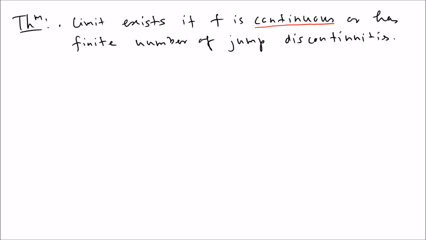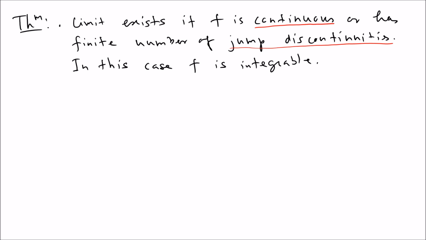Okay, finite number of jump discontinuities. So in that case, it's going to work. So that's one important thing. The limit exists if the function is continuous or has a finite number of jump discontinuities. In that case, we say the function is okay. If the limit exists, we say f is integrable. So if the function is continuous or has a finite number of jump discontinuities, we say it is integrable.